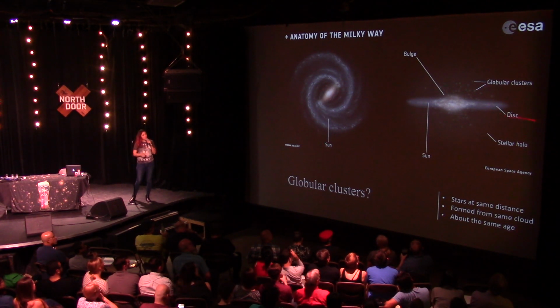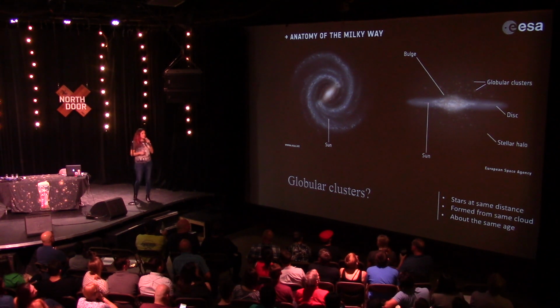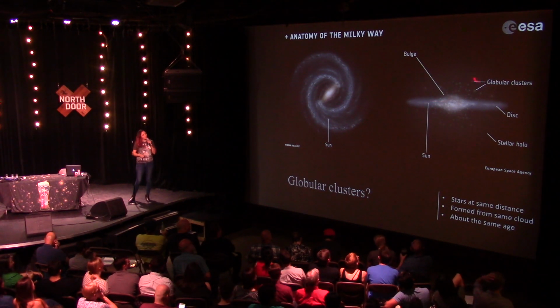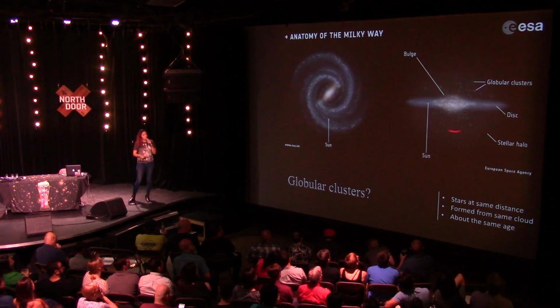And actually, their distribution around the center of the Milky Way allowed us to determine for the first time that the sun was not close to the center of the galaxy. It was actually kind of far away from it. So the distribution of them was very important.